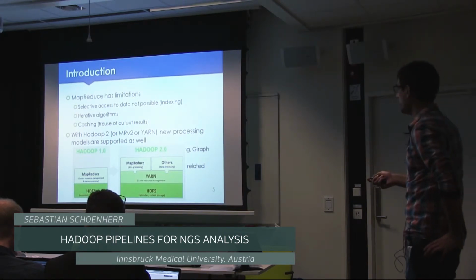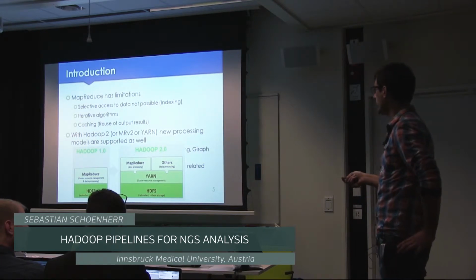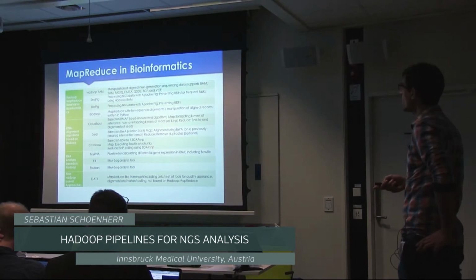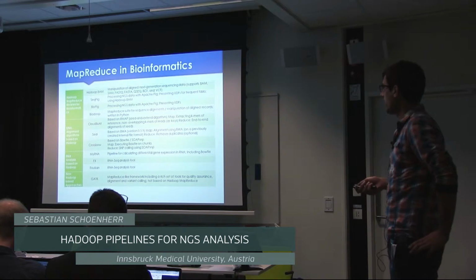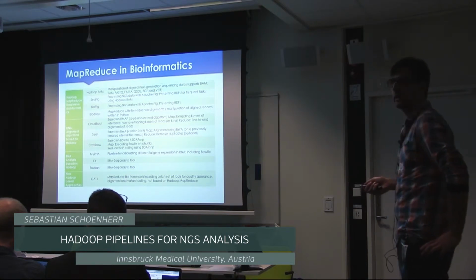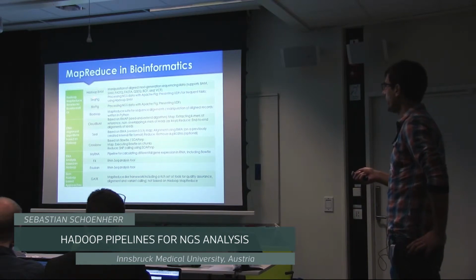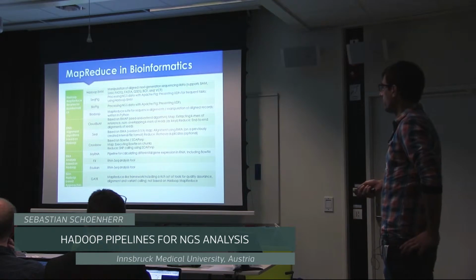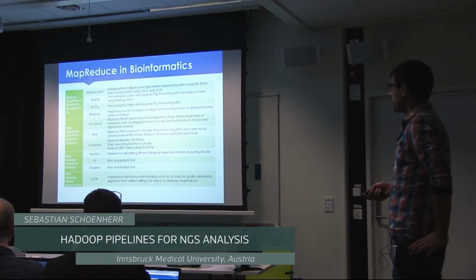And here you can see in Hadoop 1, we just have the MapReduce programming library, and here in Hadoop 2, we have other data processing libraries as well. Okay, let's go to MapReduce in bioinformatics. As we heard today as well, there are pretty nice libraries in bioinformatics. We are using the Hadoop BAM library a lot in Innsbruck. We're also using SEAL for data alignment, and other applications have been published in the last years.